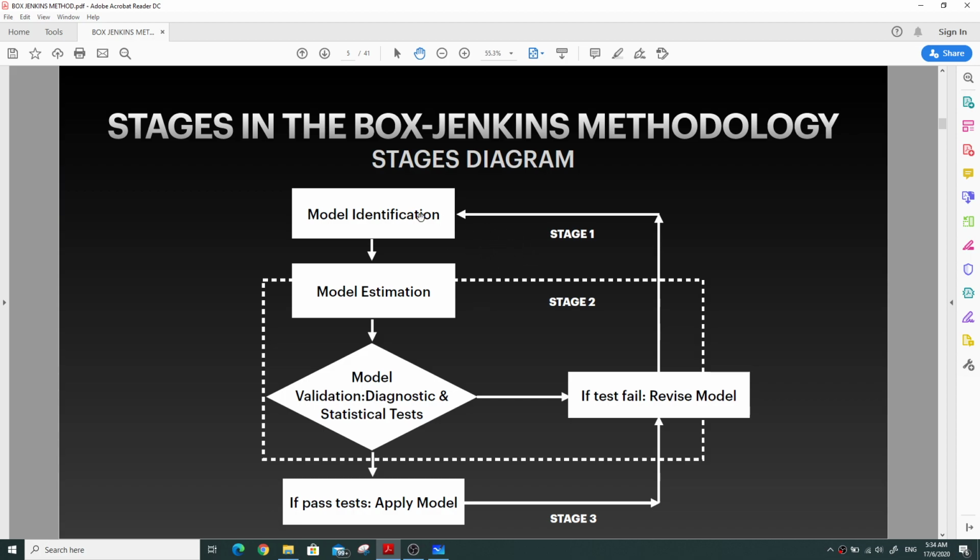Here is the first stage, model identification, and then we do model estimation. We estimate the parameters based on in-sample estimation. We will estimate the parameters for our Box Jenkins model, and then based on this parameter estimation, we will do some diagnostic checking and also statistical tests.